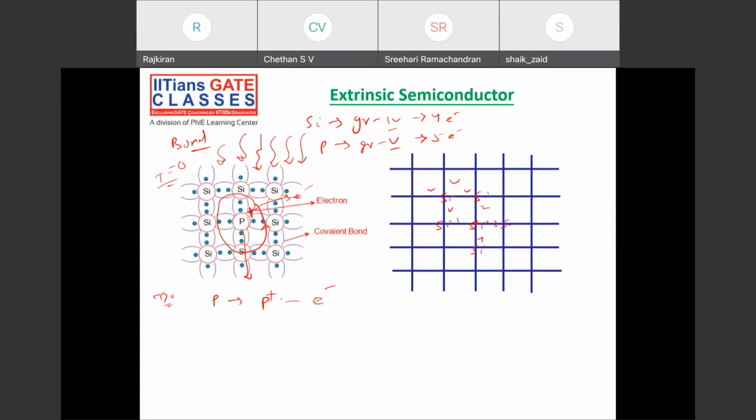Suppose each phosphorus gives 1 electron to the conduction band, making the carrier free. One phosphorus gives 1 electron, but there is no hole. Whenever the electron is liberated, the phosphorus becomes positively charged, but there is no hole. So whenever we introduce phosphorus, it gives 1 electron to the conduction band, but not a hole. Since it gives only electrons to the conduction band, it is called N-type impurity.